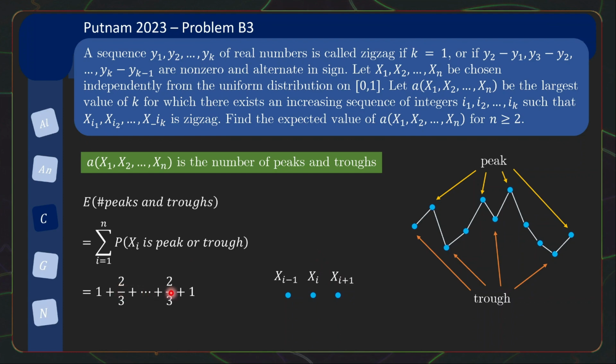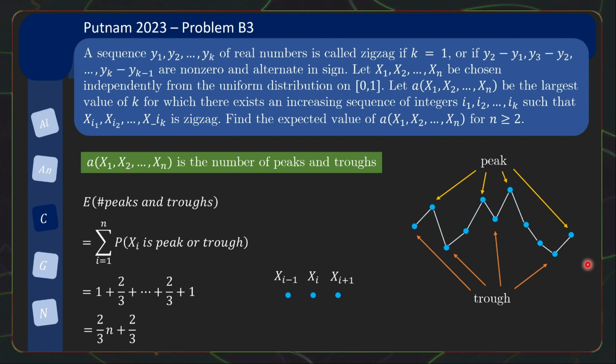So this explains all the 2/3 over here. Now, as I mentioned earlier, x1 and xn are always going to be a peak or trough. So that's why the probability here is 1. So this means that I can simplify this. If I take all of this as 2/3 and then add on the extra 1/3 and 1/3 over here, the answer is simply 2/3 n plus 2/3. So that is all there is to problem B3.